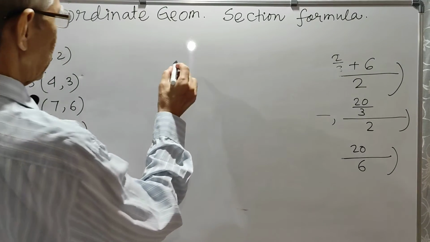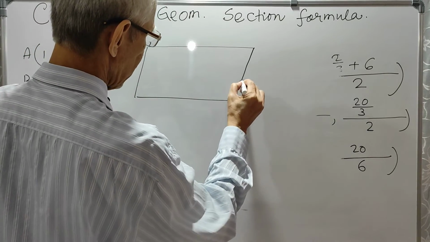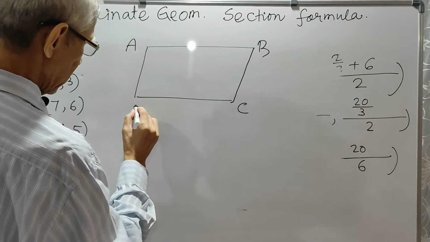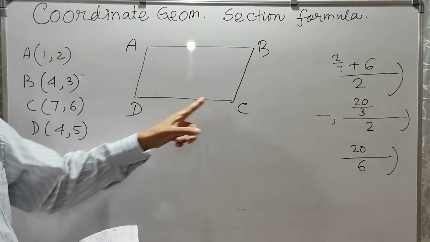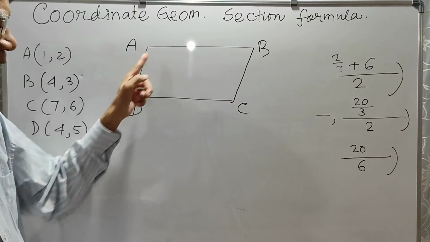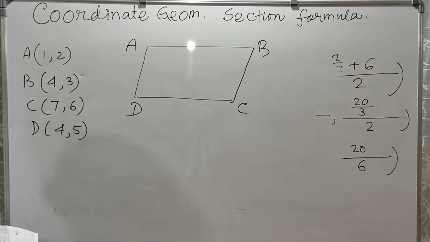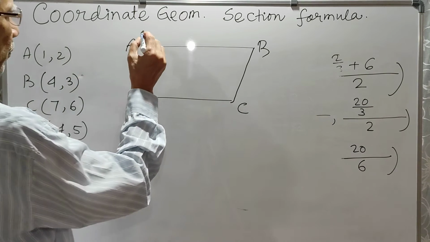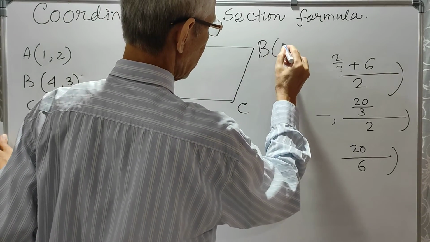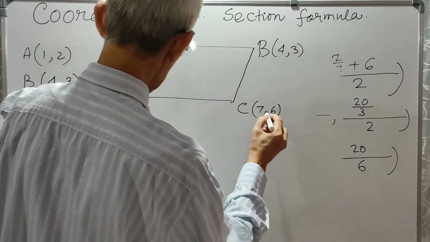Okay. Now see, parallelogram. Now taken in order, that means A, B, C, D, clockwise or A, B, C, D, anti-clockwise. I have taken clockwise. You can take it anti-clockwise also, but taken in order, all right? Now you have to show these 4 points. A is 1, 2, B is 4, 3, C is 7, 6, and D is 4, 5.